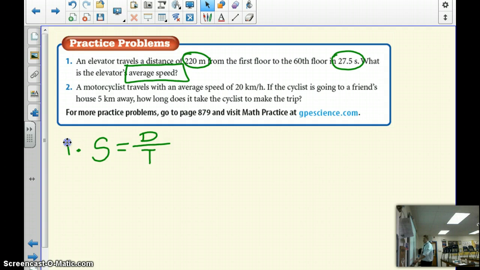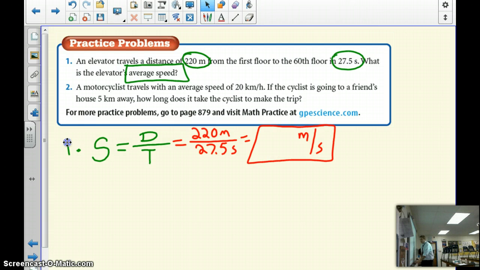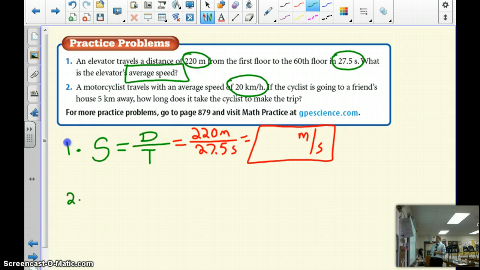So in this situation, you went a distance of 220 meters, and you did so in 27.5 seconds. So I'm going to end up with an answer in meters per second, and you can plug in that calculation and complete it. For the second problem, we have a motorcyclist traveling with an average speed of 220 kilometers per hour. So this time they give us the speed.